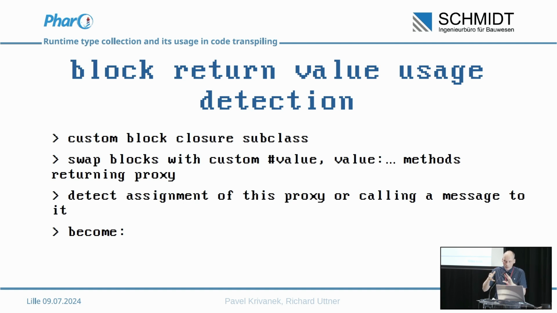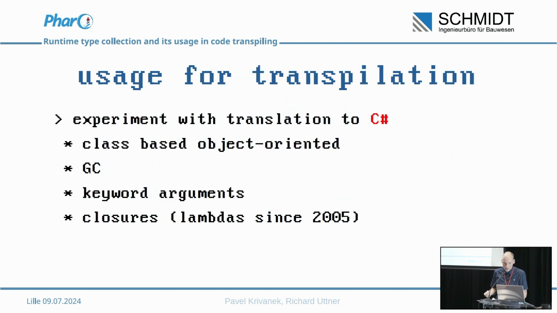And if it's processed, then I can use become to return to the original result. So this way I detect if the result of the block was used by the user for something or not. And we use this for transpilation from Pharo code to C#.